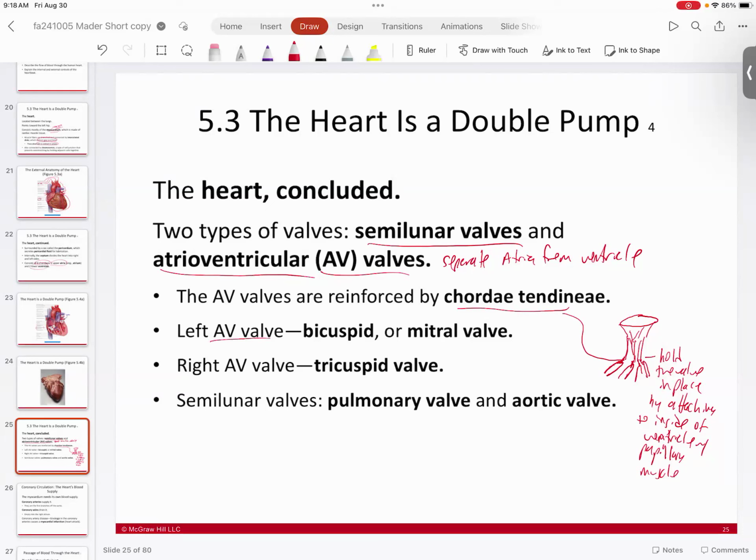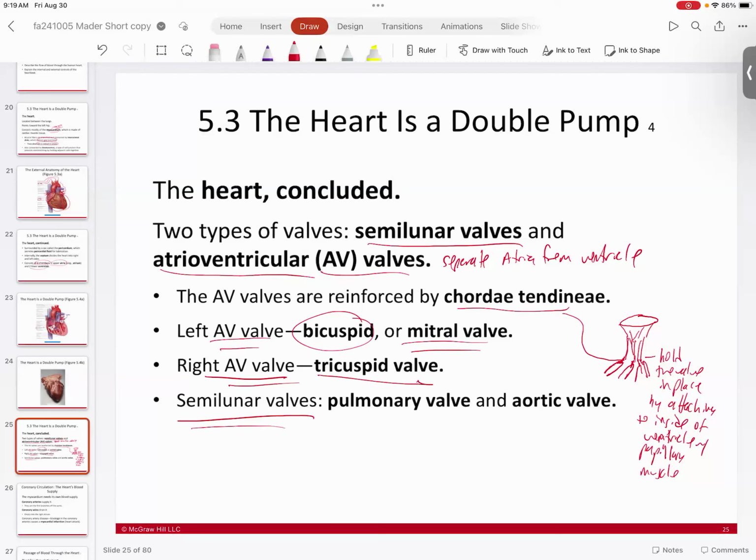So the left AV valve, which is oftentimes called the bicuspid or the mitral valve, is basically separating left atrium and left ventricle, and the right AV valve, or the tricuspid valve, because it has 3 flaps, is separating the right atrium and right ventricle. The next one we have is the semilunars.